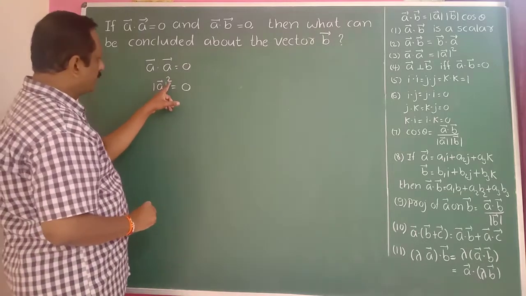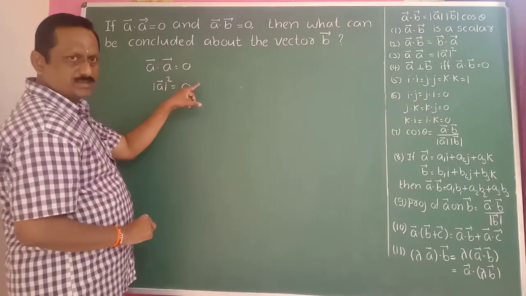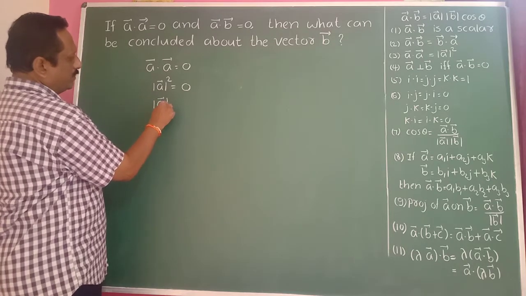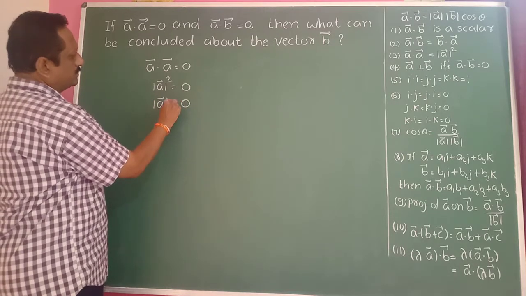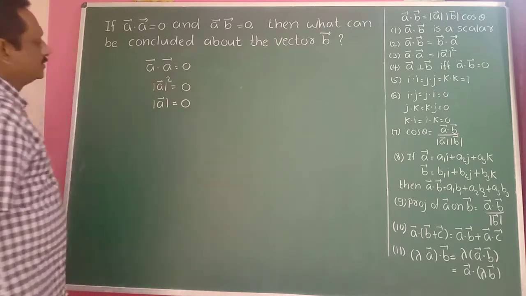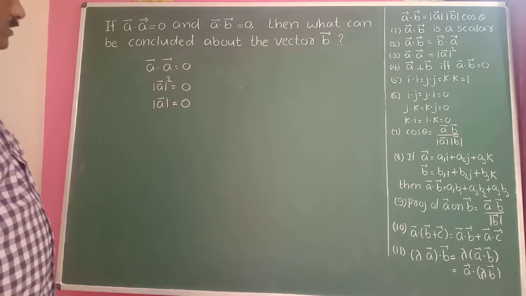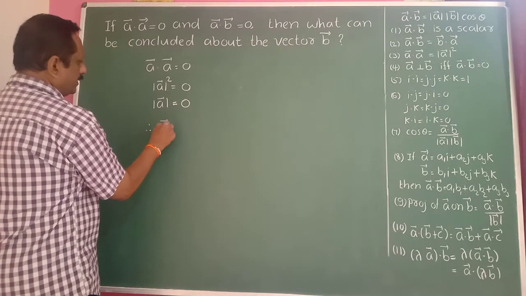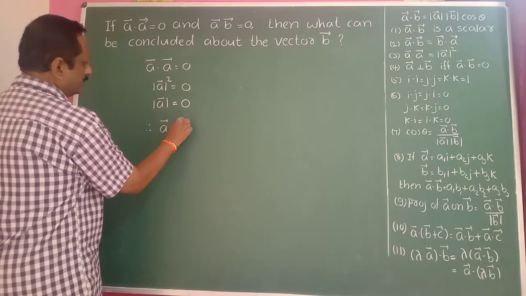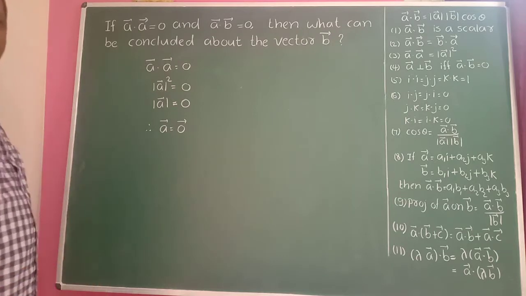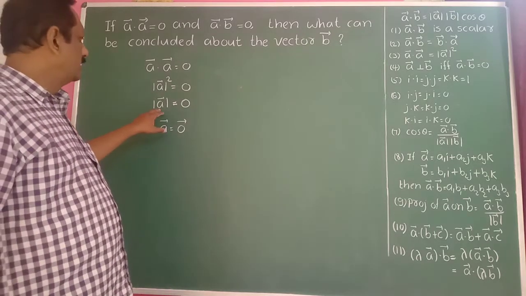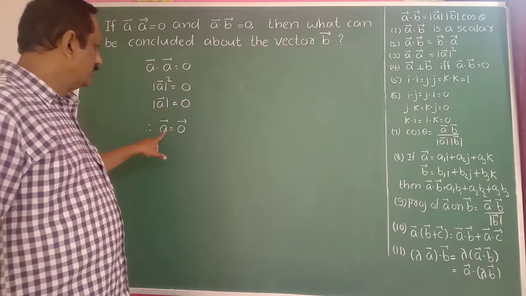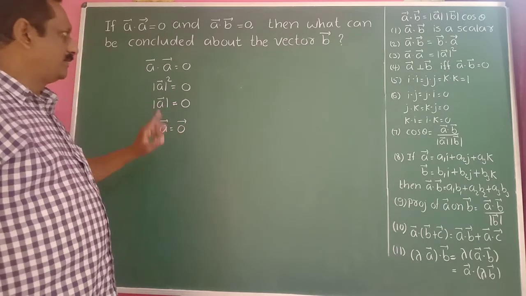Take the square root on the right side, the square root of 0 is 0 itself. Hence modulus of a bar is what here? 0. So modulus of a bar is 0. Hence we can write a bar is equal to what? The null vector. a bar is a null vector. Its length is 0.